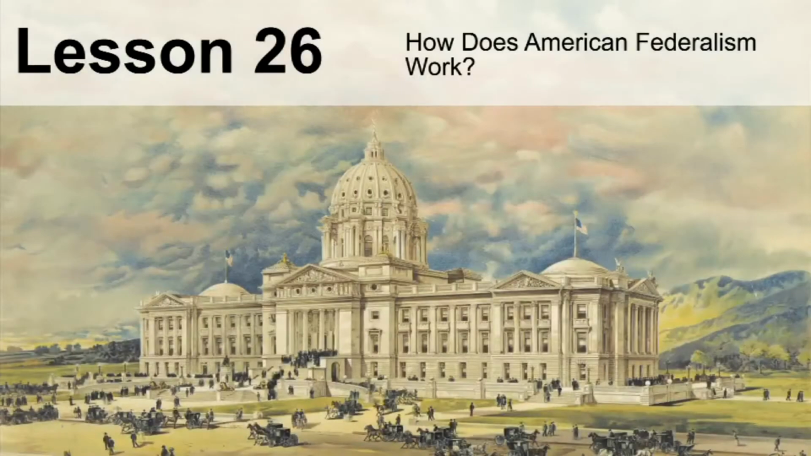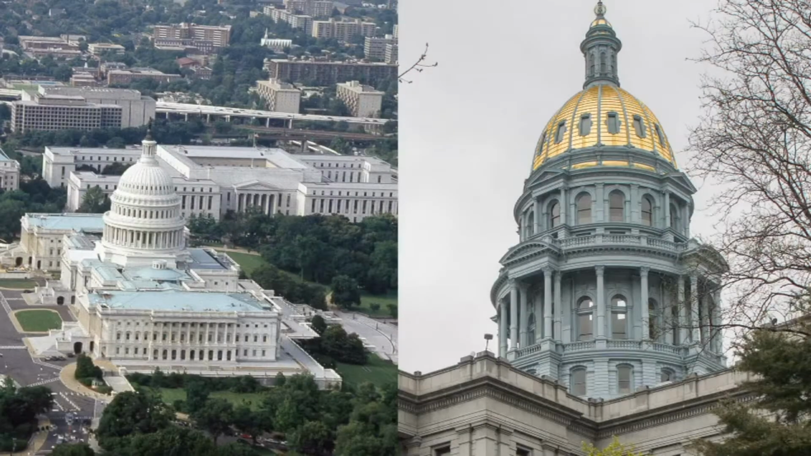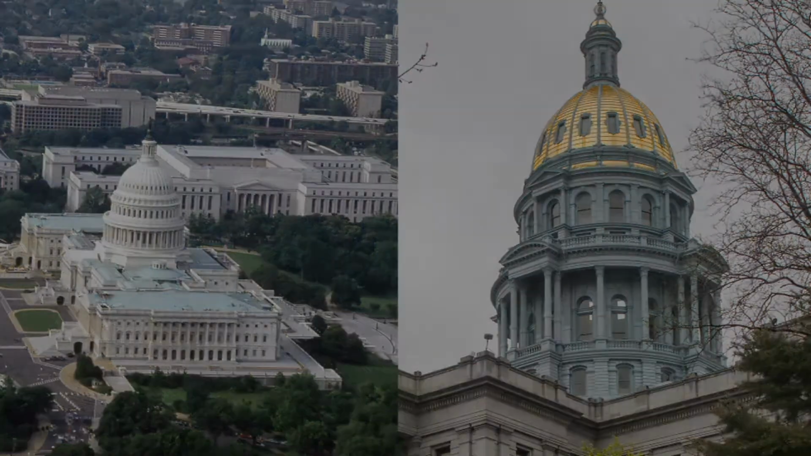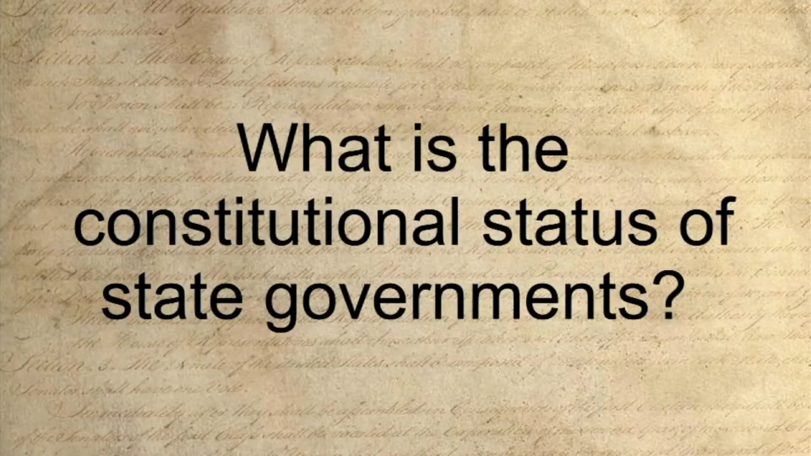So let's turn to Lesson 26, which examines the question, how does American federalism work? Now, obviously, unlike unitary systems in which all levels of government are extensions of the national government, we have two levels of government, national and state, and the relationship between them and their respective powers is not always clear. So let's begin by asking, what is the constitutional status of state governments?